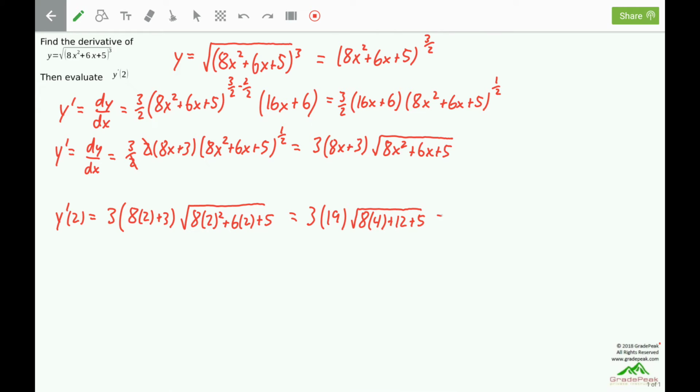3 times 19 outside of the root, that's a 57. And then we have the square root of 8 times 4, which is 32, plus a 12 plus a 5, which is plus a 17. So this is going to come out to 57 times the square root of 49. And the square root of 49, being a perfect square, will be a 7. And so we have 57 times 7, which will be 399.